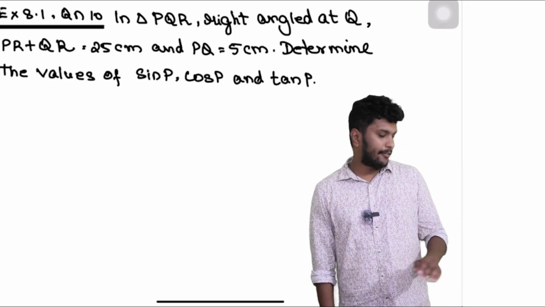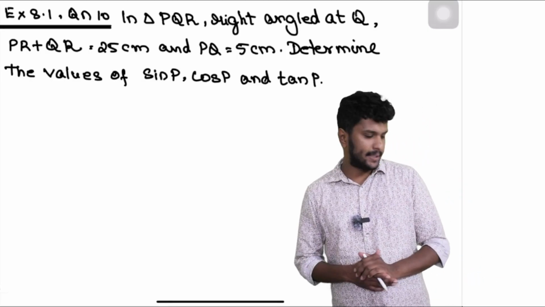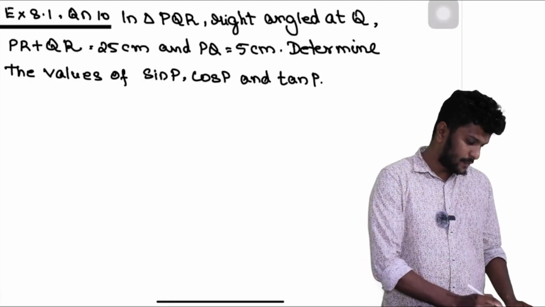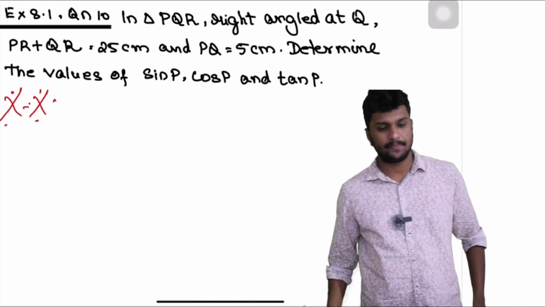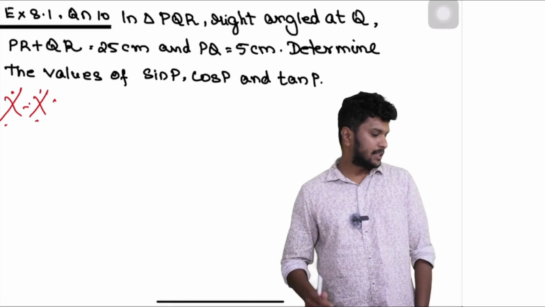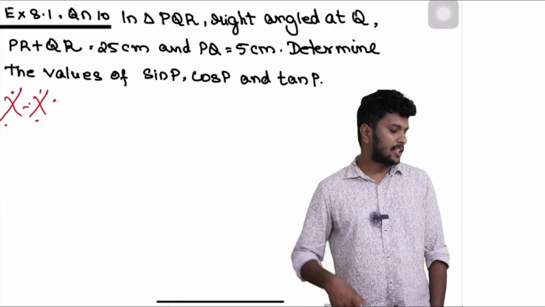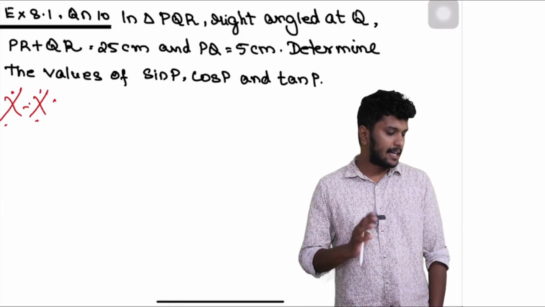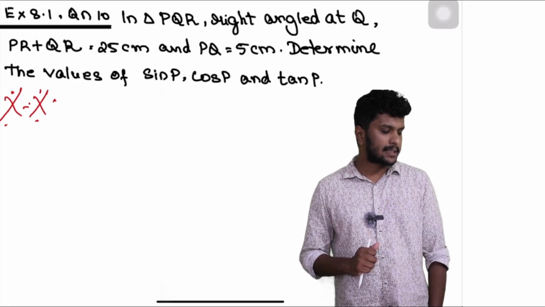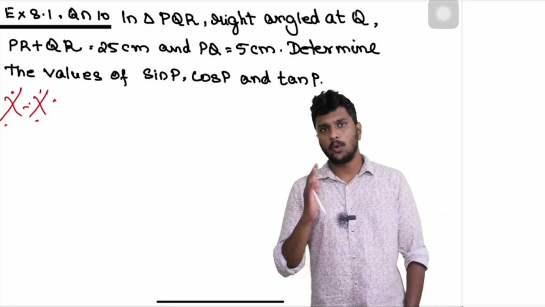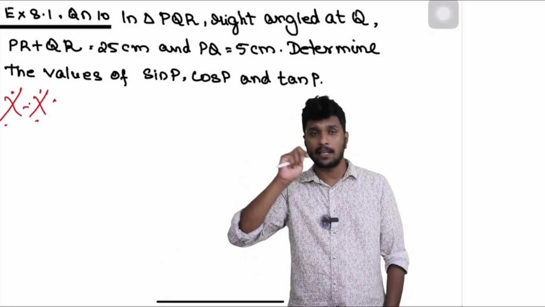Well, the next question from exercise 8.1 is your 10th one. It's a very important question from board exam point of view. The question is as follows. In triangle PQR, right angled at Q, PR plus QR equals 25 centimeter and PQ equals 5 centimeter. Determine the values of sin P, cos P and tan P. Even though it's a textbook question, from exam point of view, it's a very important 2 marks question.